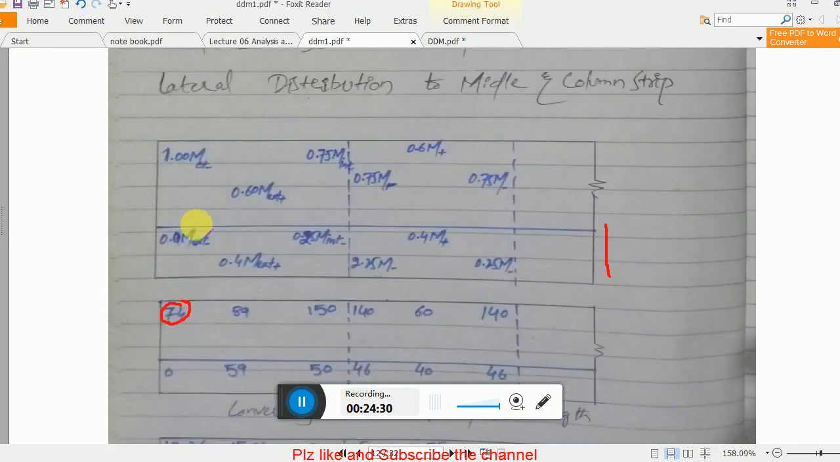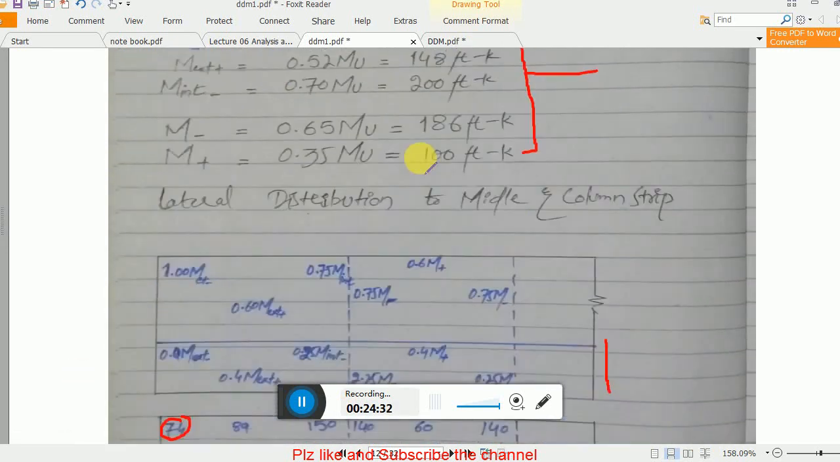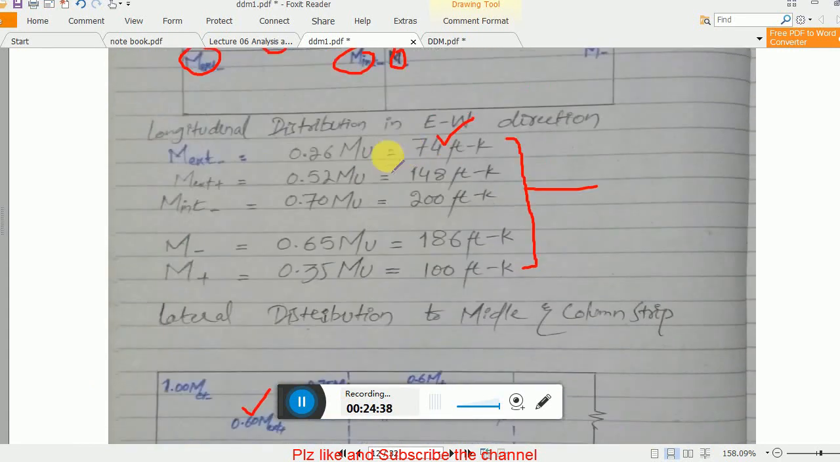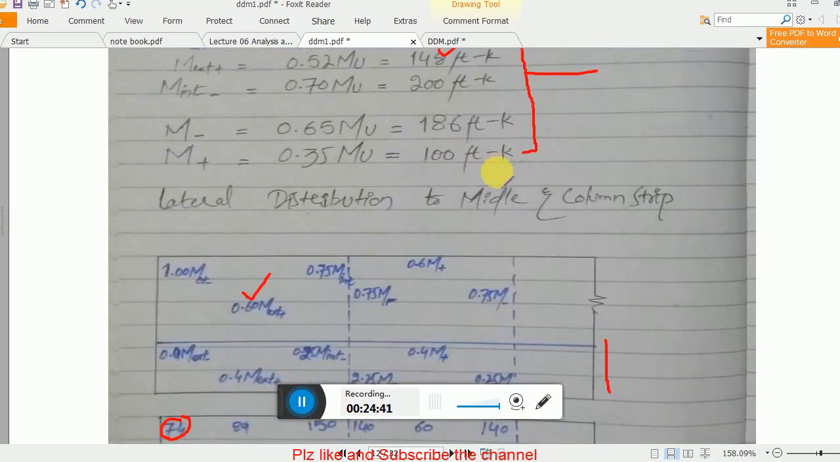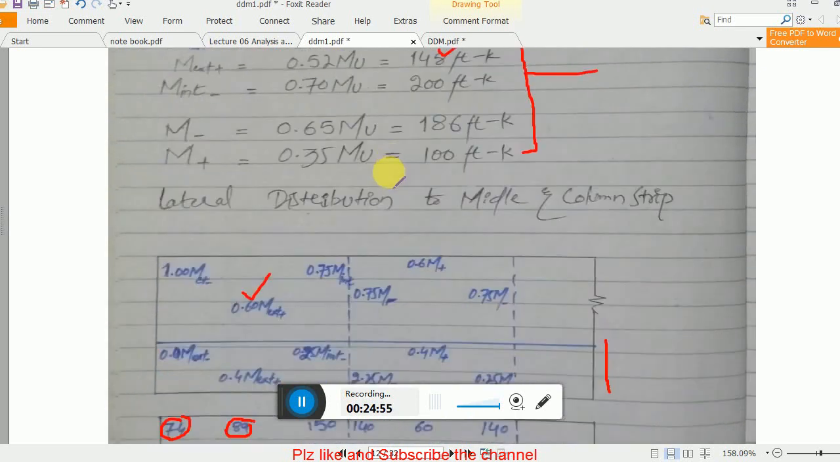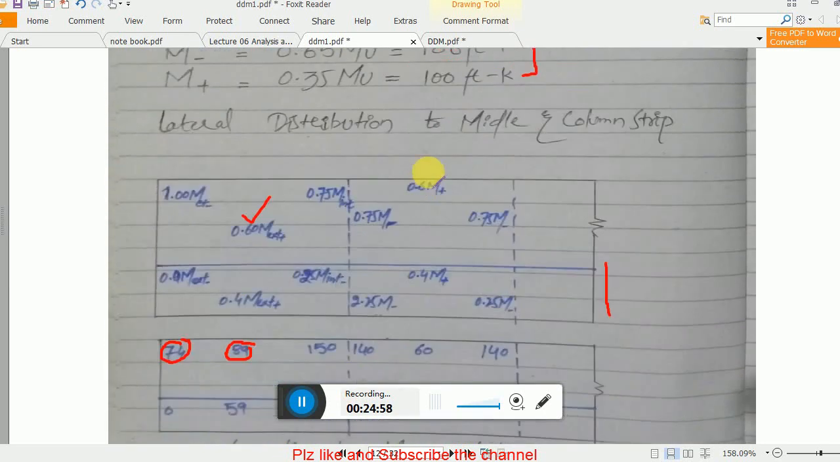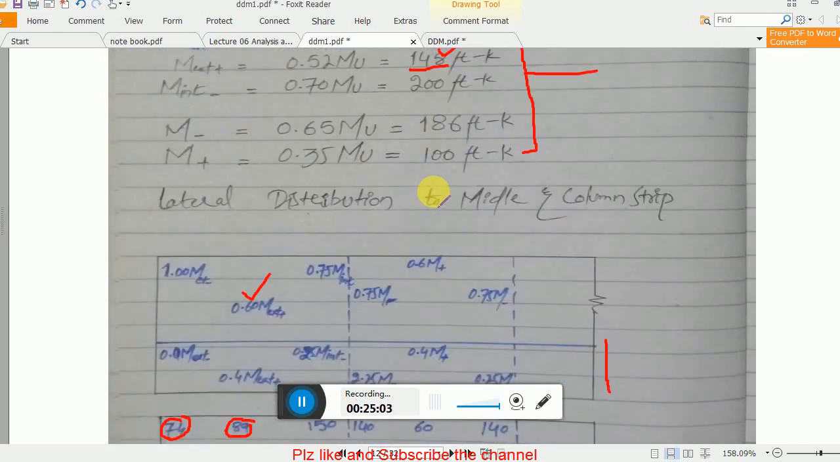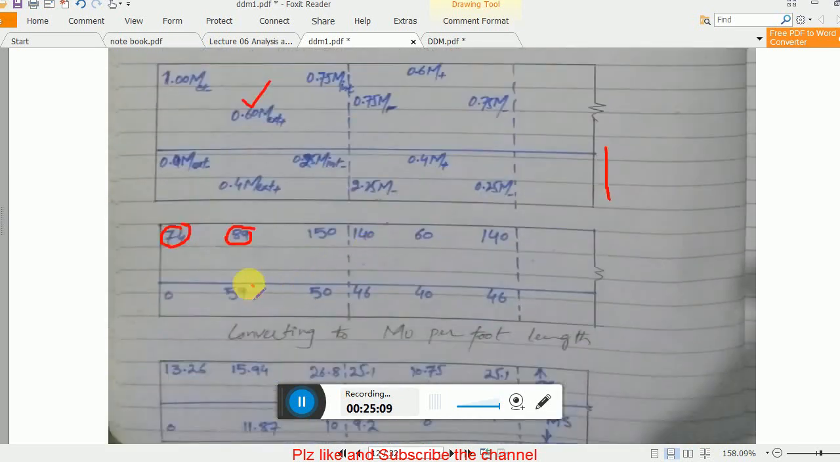Now once you use the coefficients, you have to write down your values. This 74 comes from this value. But here, 60% of what? Of this moment, 60% of 148. Let me check it: 0.6 times 148 gives me 88.8, which I round up to 89. Clear? Now the rest of the moment: total moment is 148, so 148 minus 89 gives me 59. So here you see 59.